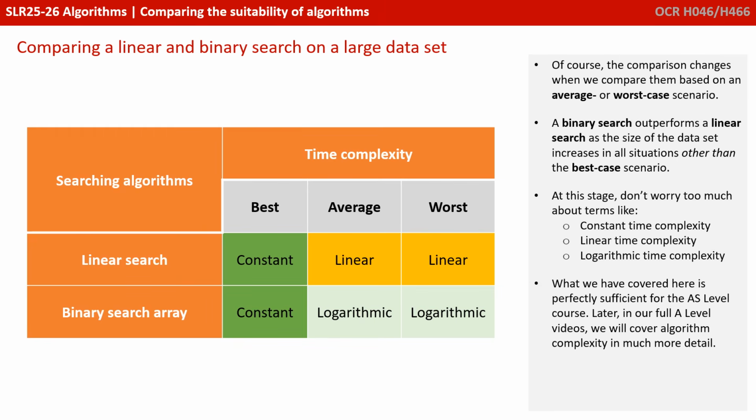A binary search quickly outperforms a linear search as the size of the dataset increases in all situations other than a best case scenario. Now at this stage you don't need to worry too much about terms such as constant, linear or logarithmic time complexity. What we've covered here is perfectly sufficient for the AS level course. Later in our full A level videos we'll cover algorithm complexity in more detail.